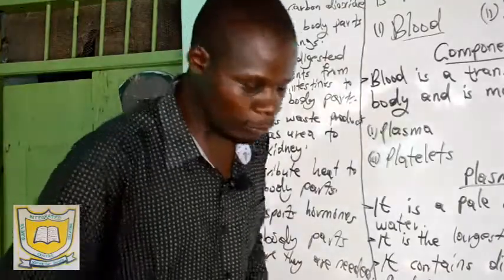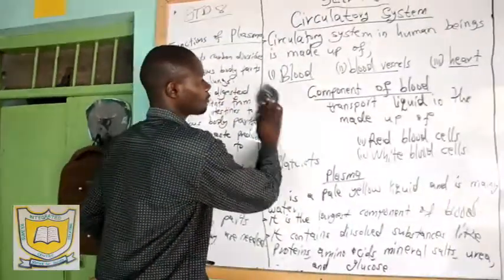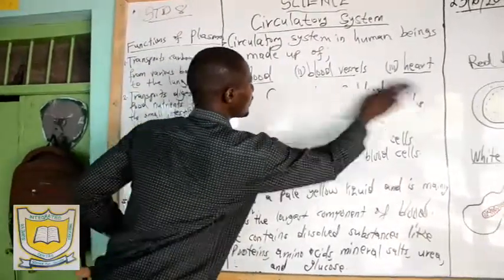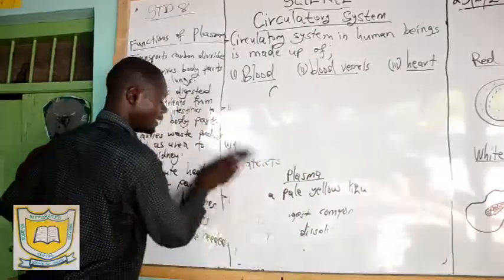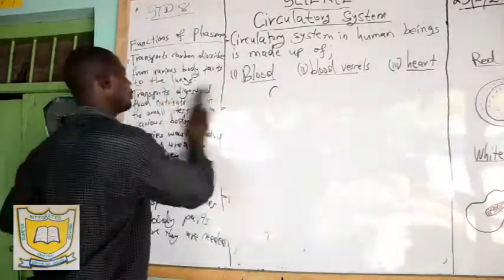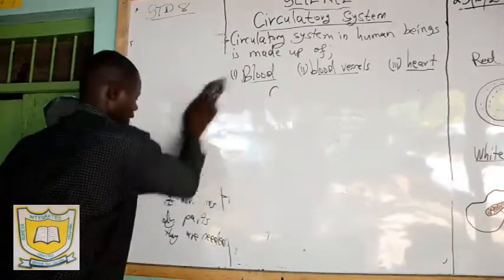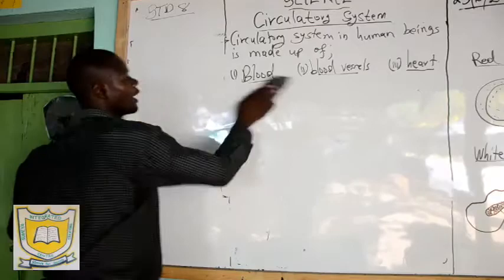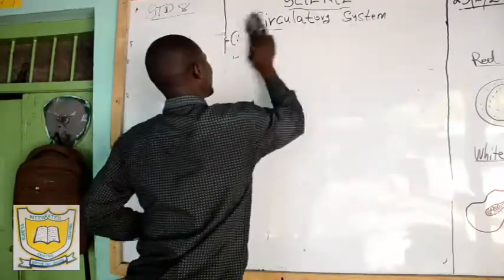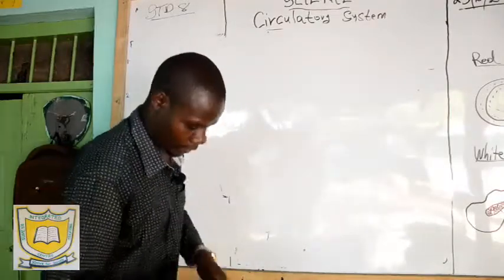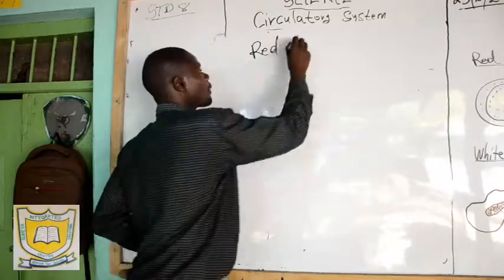Now let me move to the second component of blood. We have talked about the plasma, which was the first component of blood. So let me move to red blood cells, which is the second component of blood. Red blood cells.